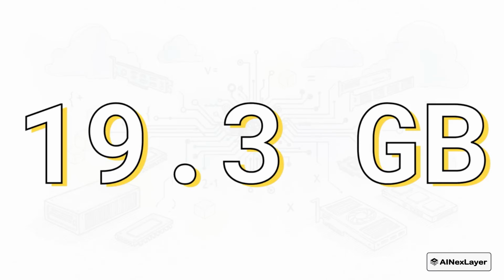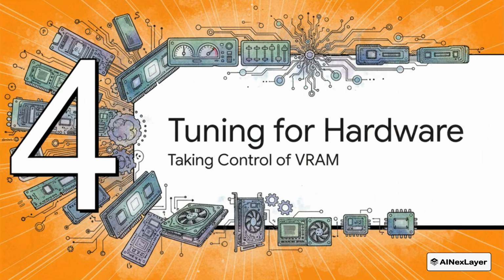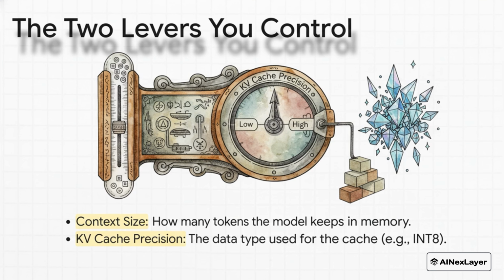Simple as that. Now, this is where things get really empowering. Because that KV cache size isn't set in stone, we can actually tune it. This means we can actively manage our VRAM usage and get these amazing models to run on hardware that we might have thought was way too small. And you have two main levers to pull to do this. The first one is context size. That's basically how much information, how many tokens, the model can hold in its short-term memory at one time.